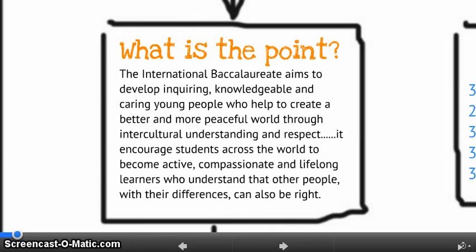Alright, so first, what is the point of the extended essay process? It seems like we spend so much time just focusing on getting stuff done that we don't stop to think about what really is our purpose. So what is the point?